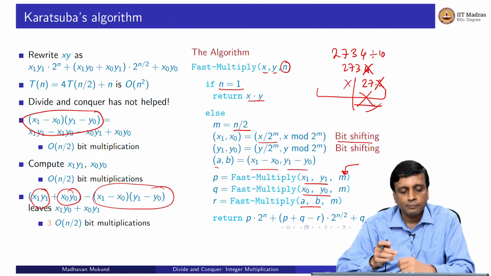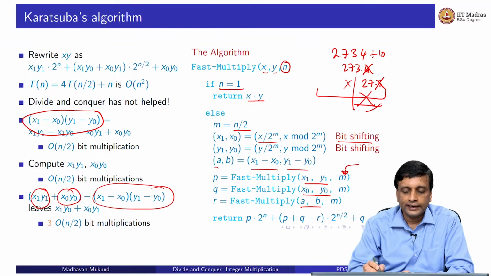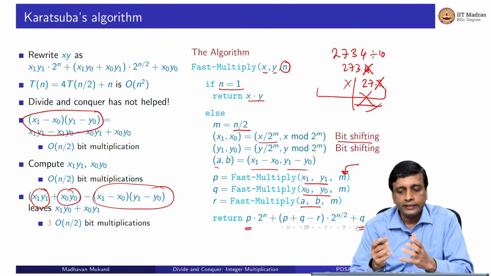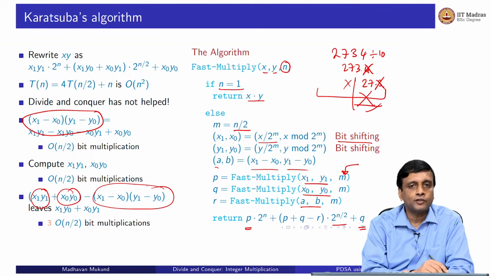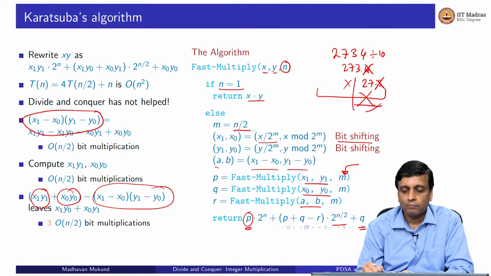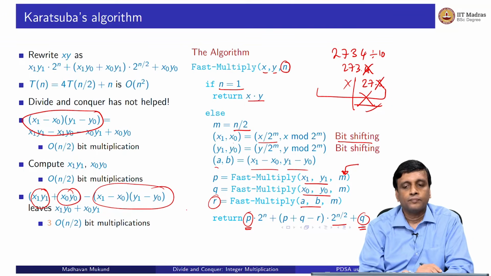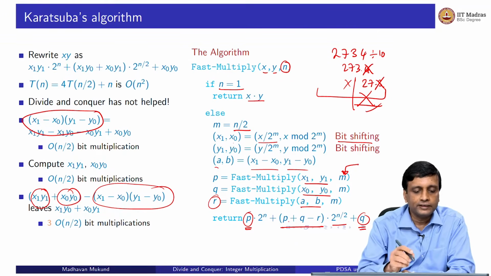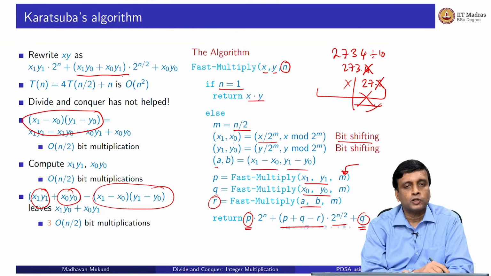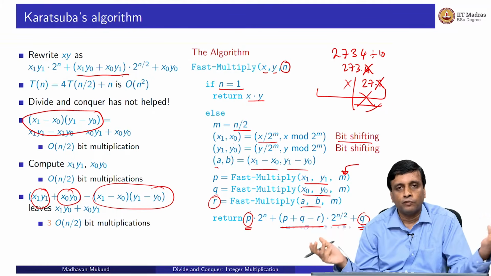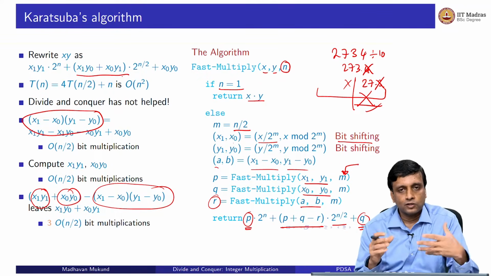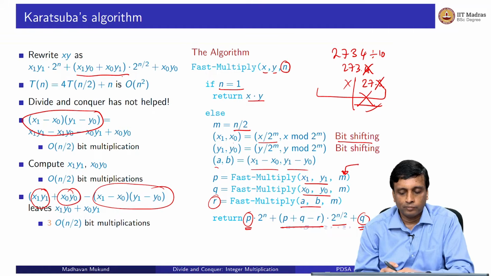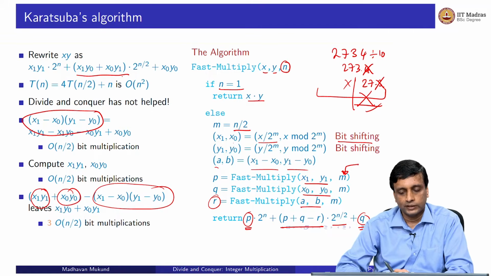And now when I get the answer back, I know that the highest order term is p, the lowest order term is q, and the intermediate term, which has to be multiplied by 2 to the power n by 2, is given by this clever expression of Karatsuba. It is this p plus this q minus this r. So, I can compute that intermediate thing, which should be x1 y0 plus x0 y1, by just taking the sum of the 2 higher and lower order products and subtracting this seemingly complicated product. So, this is how Karatsuba's algorithm works.